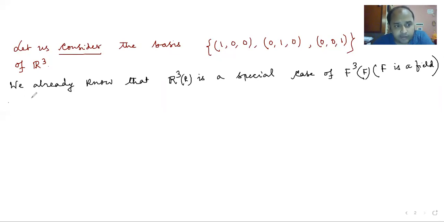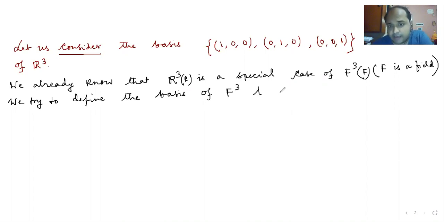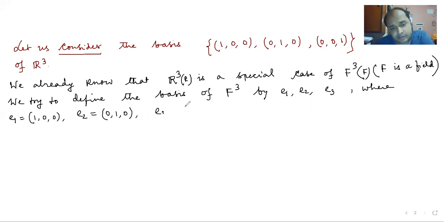We try to designate the basis of F3 by E1, E2, and E3, where E1 becomes 1 0 0, E2 becomes 0 1 0, and E3 becomes 0 0 1. So we actually give them a name, E1, E2, E3, like this, okay, for simplicity. These are actually the notations.